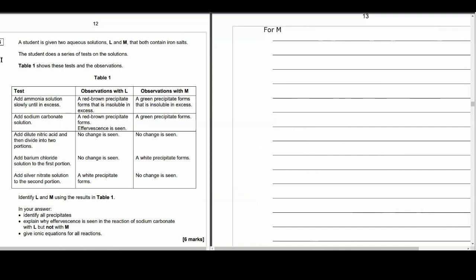So for M, what are our observations with M? Well, we need to write out the equations and why it didn't react with carbon dioxide. We kind of already explained that with the Fe2+ and 3+ thing. So we got the same thing at the start. We got [Fe(H2O)6] with a 2+ sign this time.